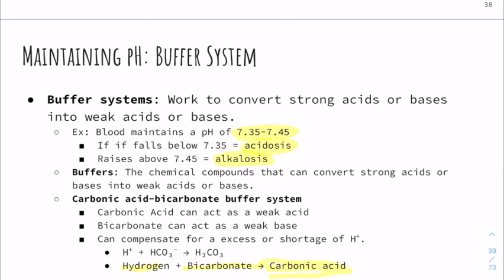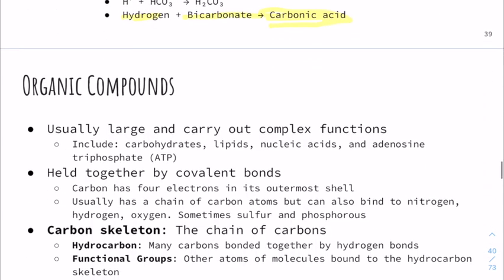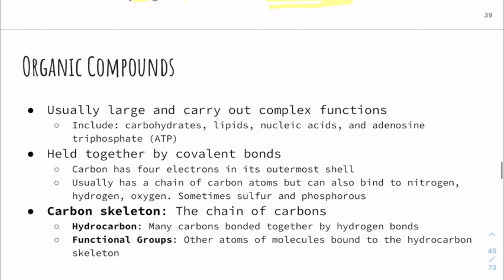So organic compounds, we've been talking a lot about inorganic. Let's talk about some organic compounds. They're usually large and carry out complex functions. We have carbohydrates, lipids, which are fats, nucleic acids, and adenosine triphosphate, ATP. Organic compounds, remember, are held together by covalent bonds.